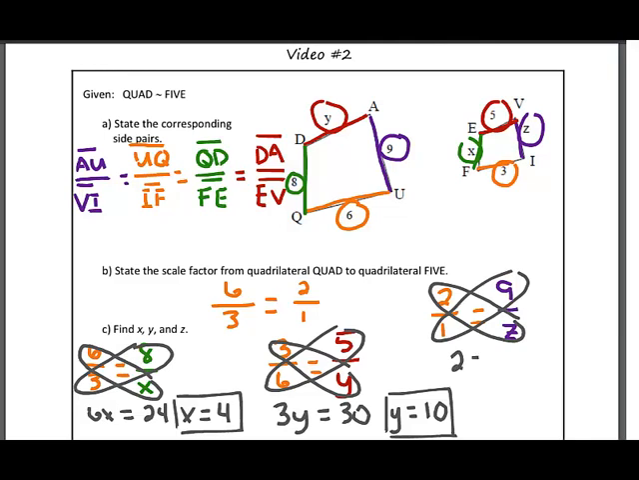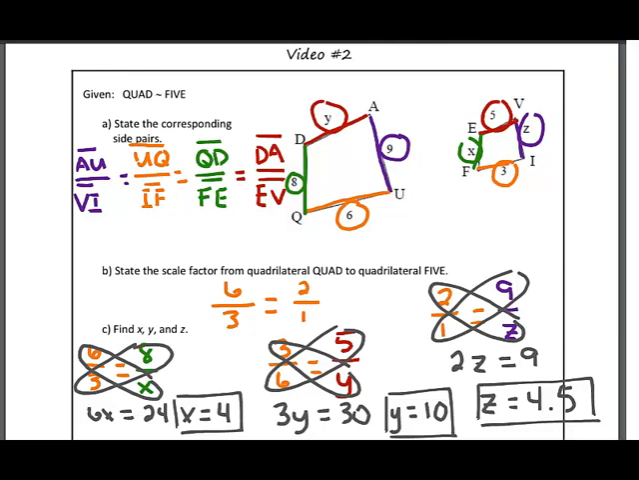So 2z is equal to 9, so therefore z is equal to 4.5. So this is how you solve for missing side lengths. But there is one more question.